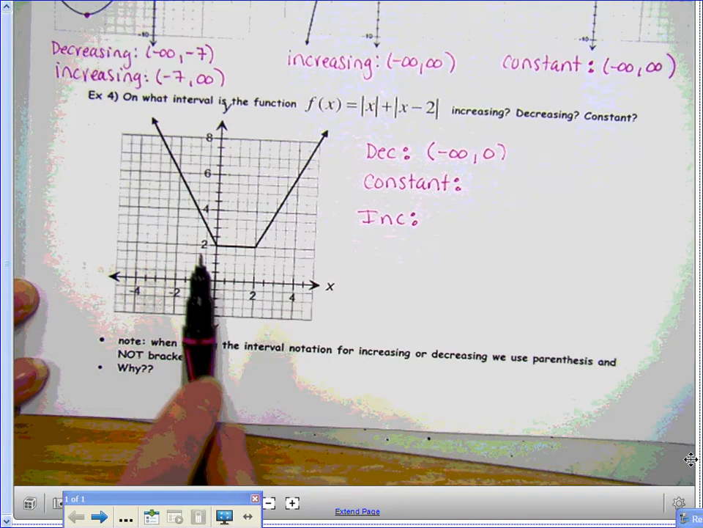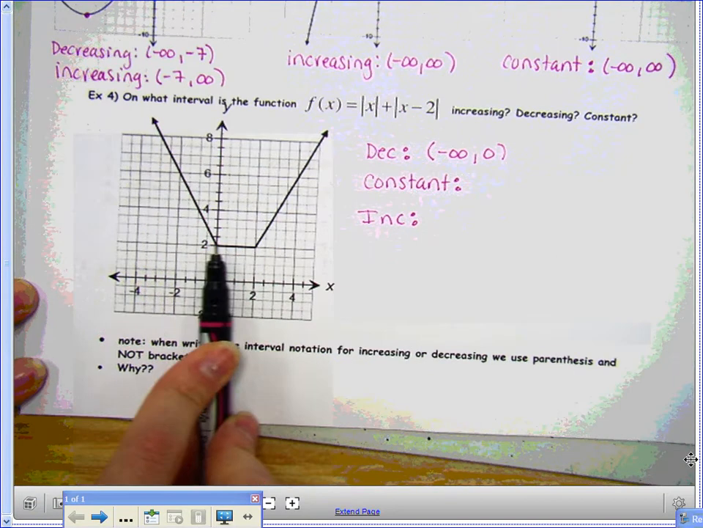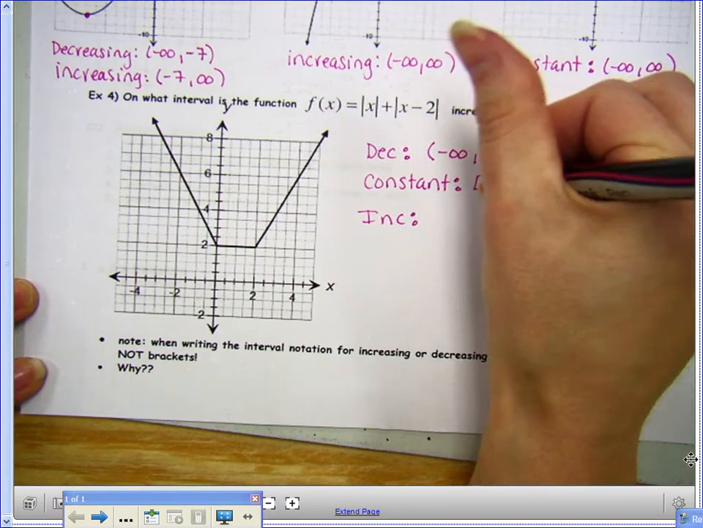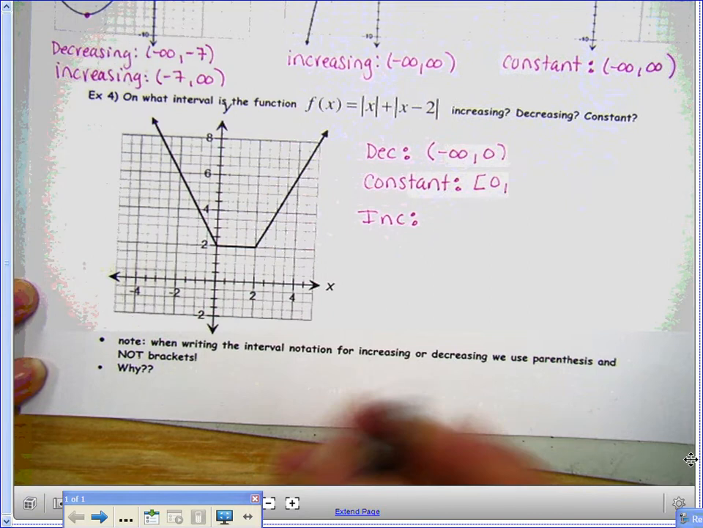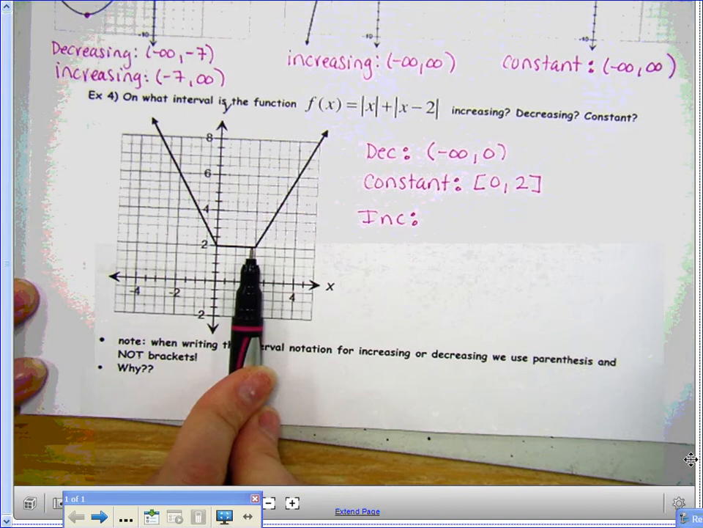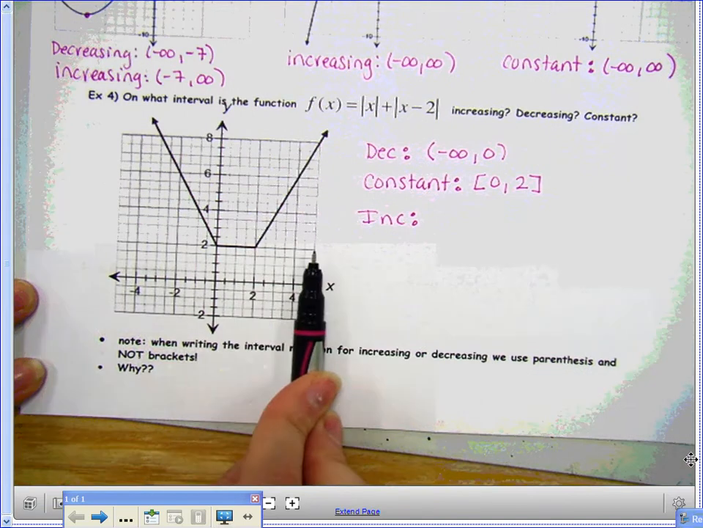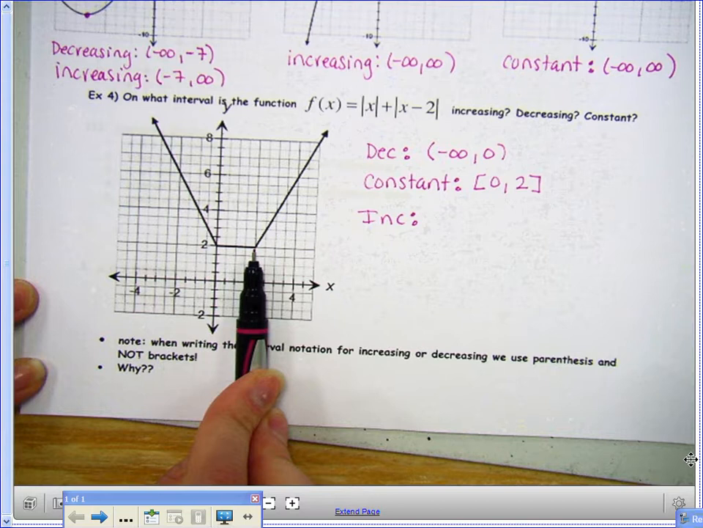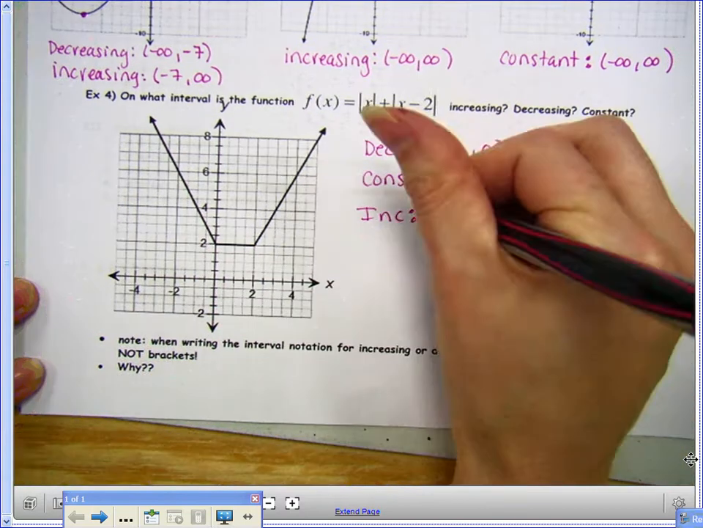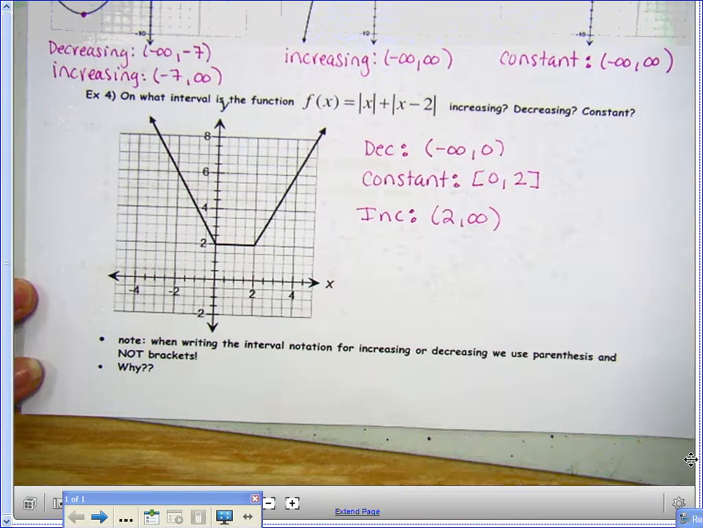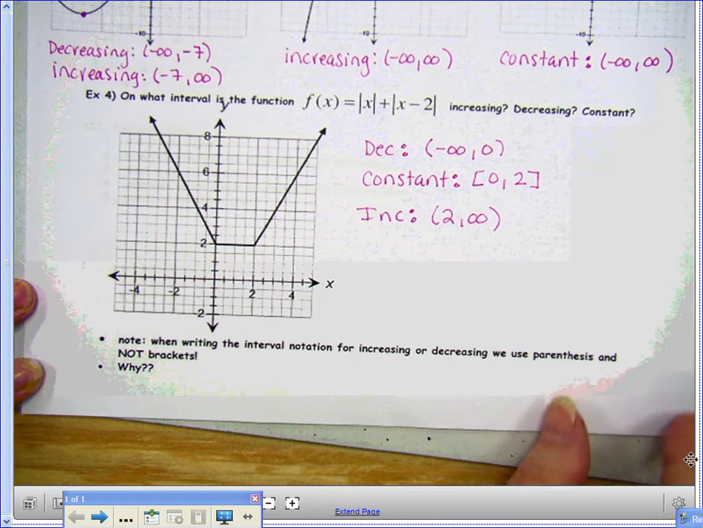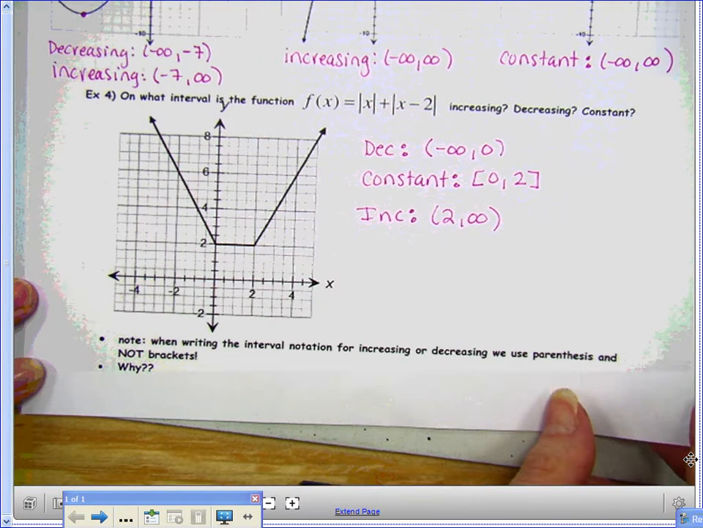So then what are we doing from here to here? We are constant. So we're constant from bracket 0 to 2 bracket. And then from 2, as we're moving along, our y values are increasing. So from parenthesis 2 to infinity, we are increasing. And again, yes, you need to write increasing, decreasing, or constant. Otherwise, you would have no idea what you're talking about. Questions?